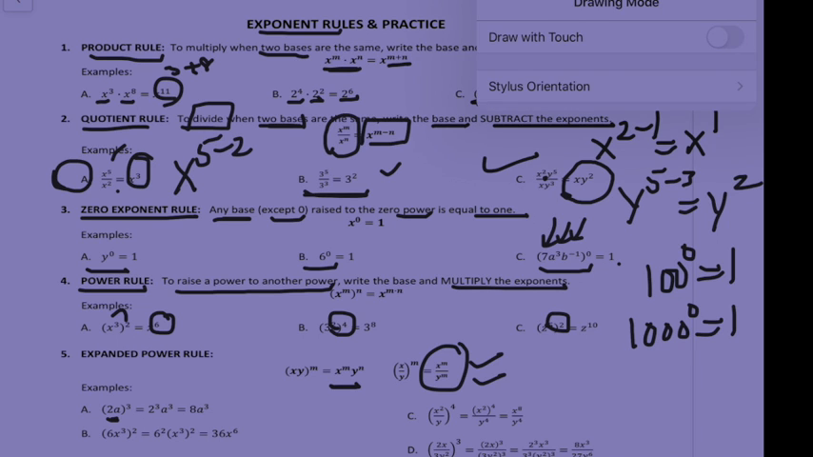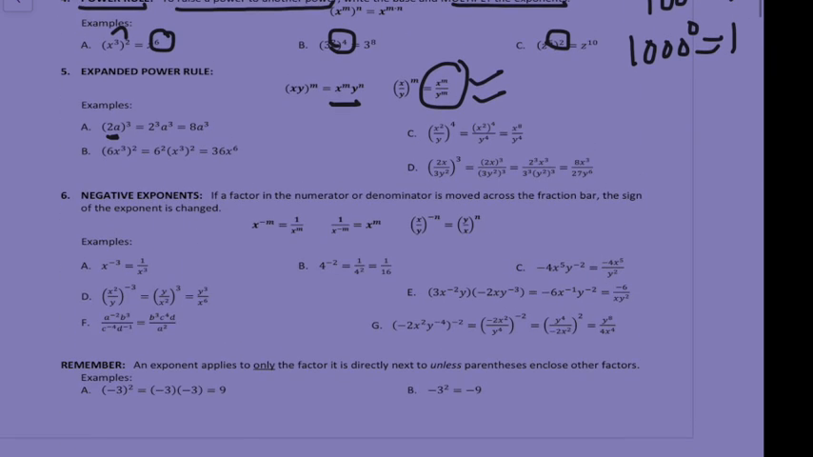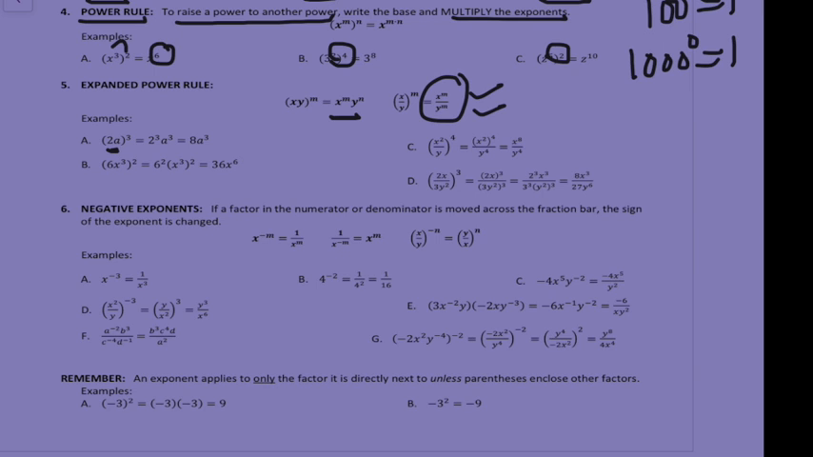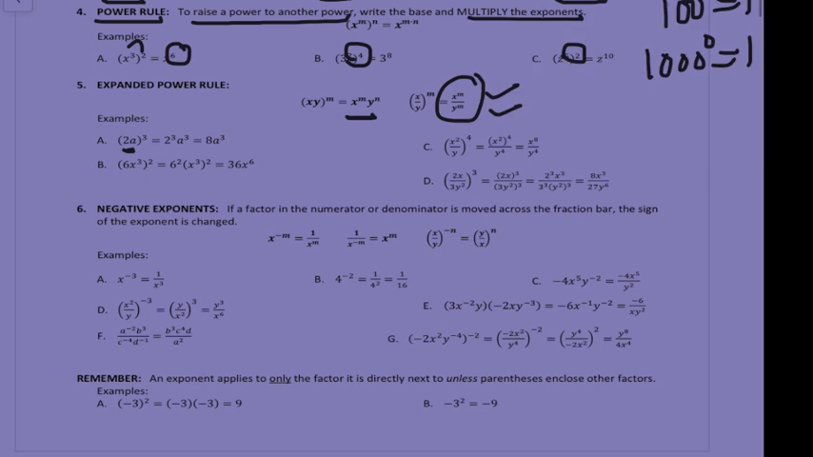I should have a few more down here. Yes. So we have negative exponent rules. That means whenever you have a negative exponent, if your factor of the numerator or denominator is moved across the fraction bar, the sign of the exponent changes. So negative 3 became positive 3. Negative 2 became positive 2. And 4 to the power 2 is 16.